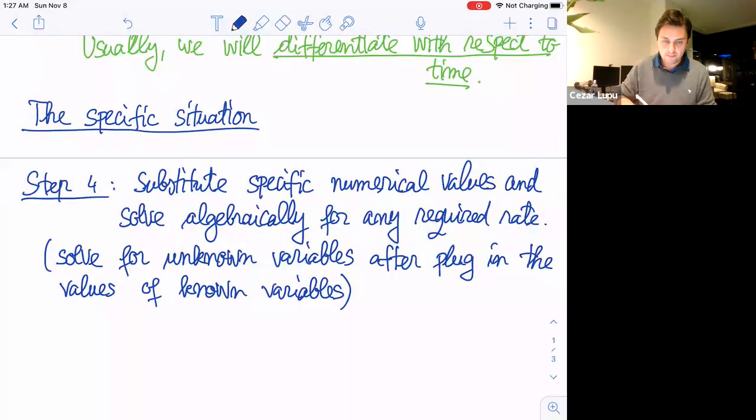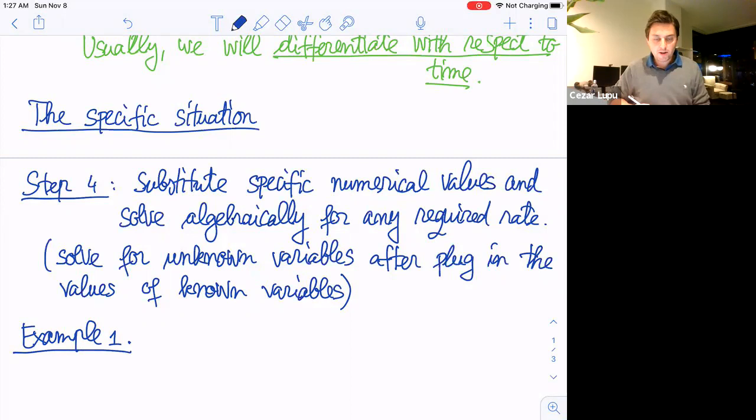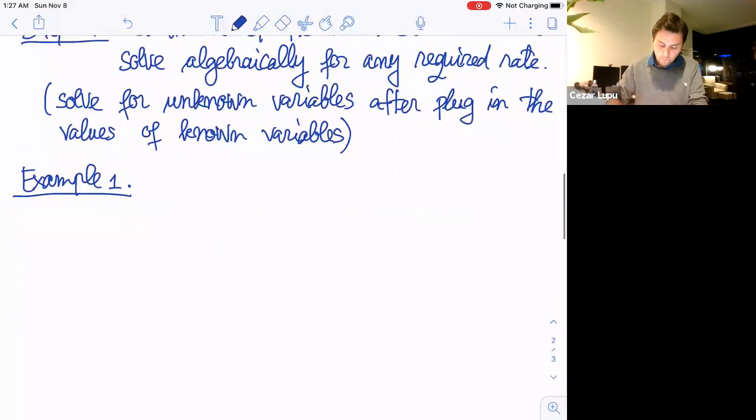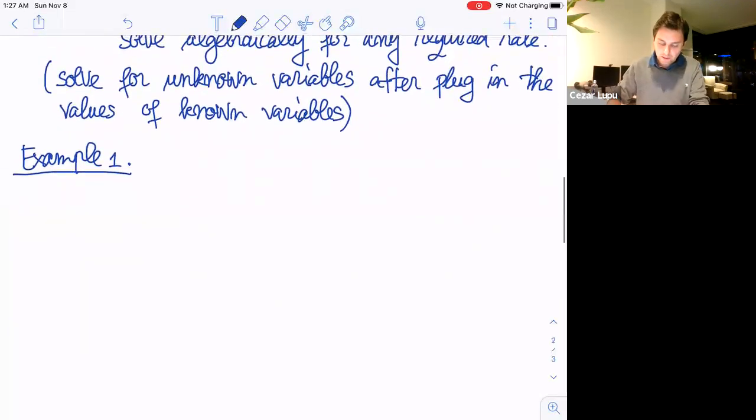So let me start with some examples. And the first example that I have in mind is the following. Usually I decided to take some examples from the book. And the first example is example number 2 from the book, from your manual, but let me just call it example 1. It's a very specific situation, and let me just say it explicitly. So it says the following.